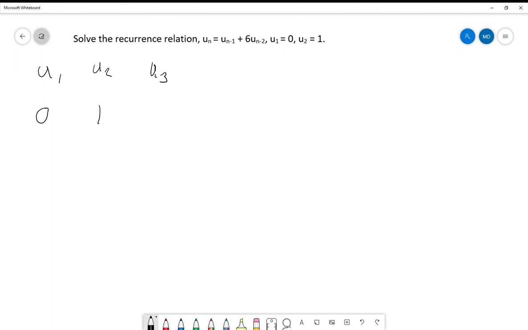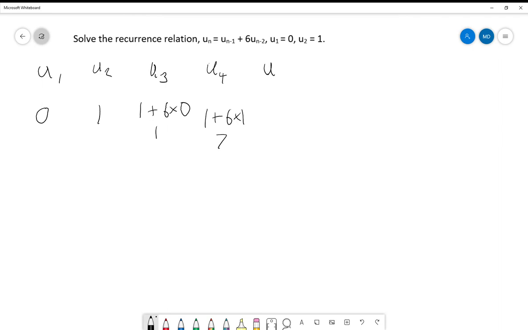Well, u3 is the term before, u2, because 3 take away 1 is 2. And we also need to add on 6 lots of u1, because 3 take away 2 is 1. So u3 is equal to u2 plus 6 lots of u1, which in this case is 1 plus 6 times 0, which gives us 1. So u3 is going to be 1. U4 is now going to be u3 plus 6 lots of u2, so it's going to be 1 plus 6 times 1, which is 7.